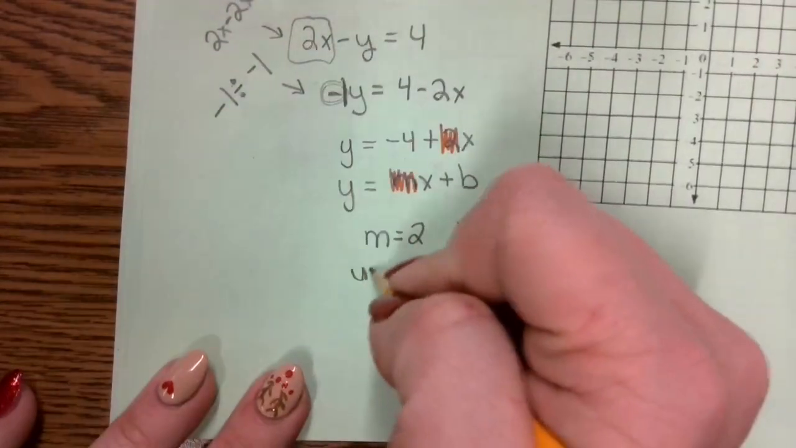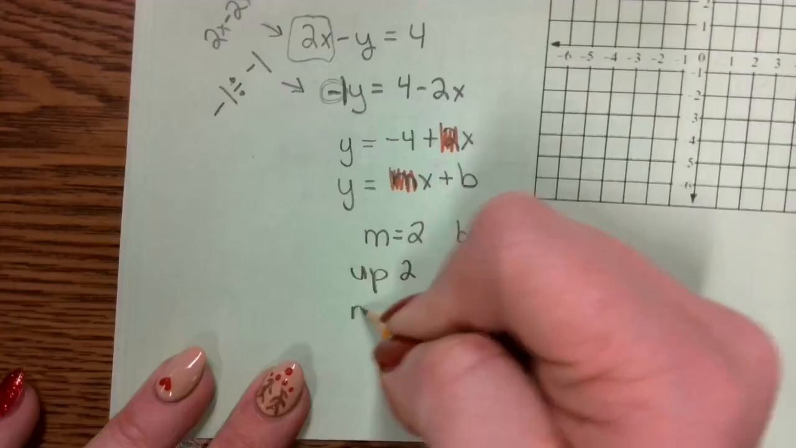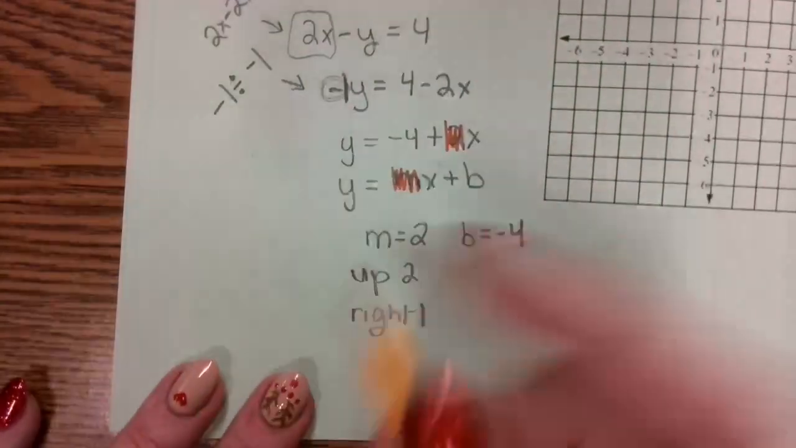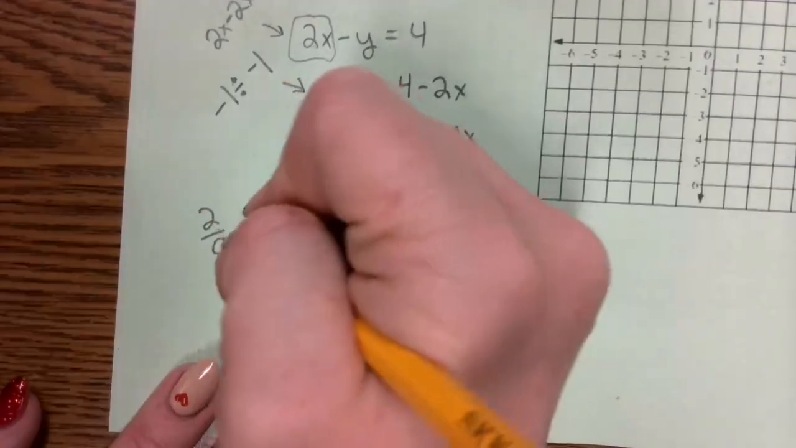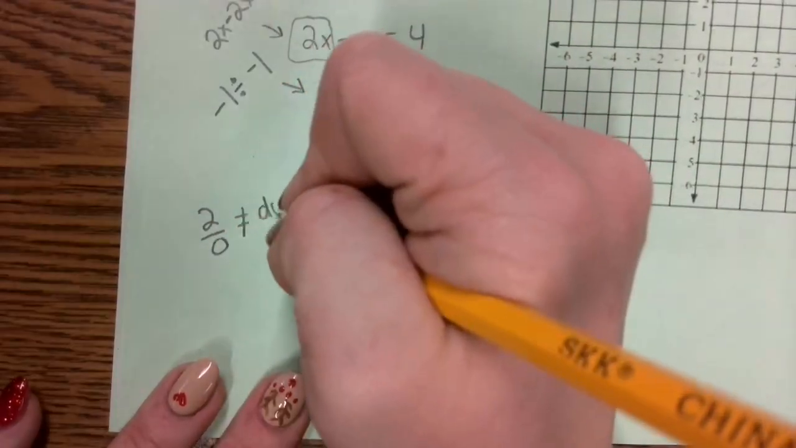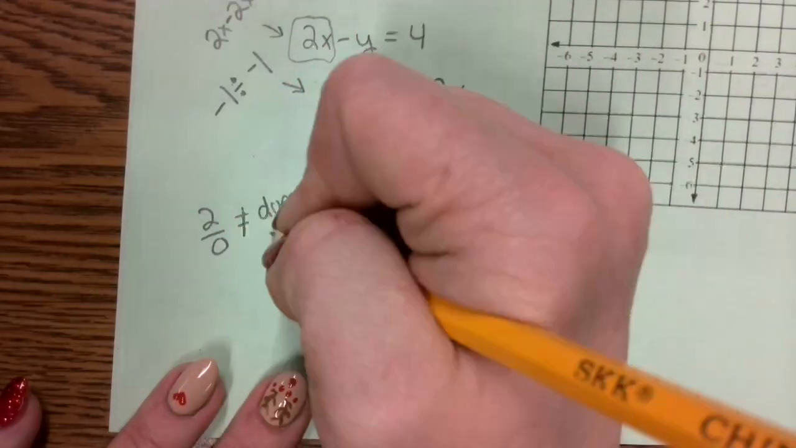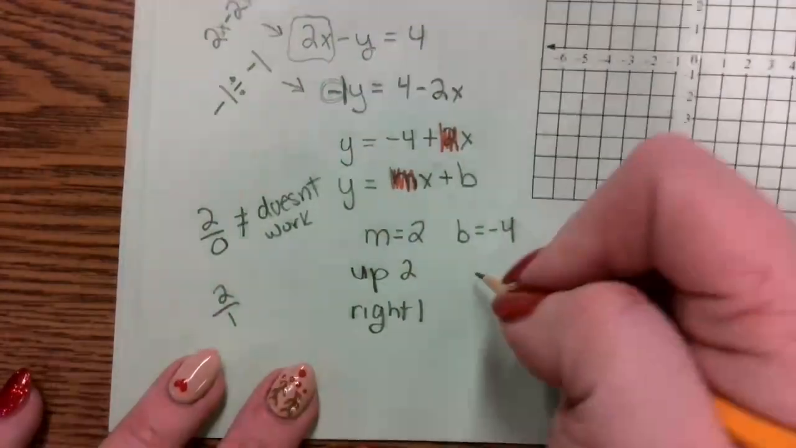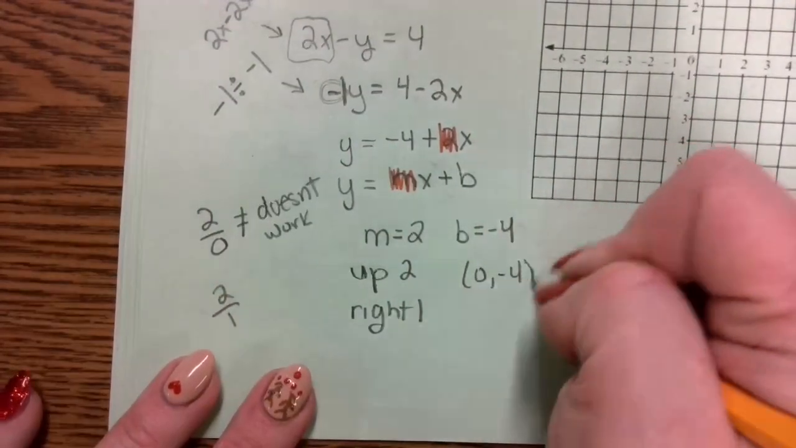Again, I'm going to interpret this so it's up 2, right 1. Remember, it can't be up 2 and then right 0, because 2 over 0 doesn't work. So it has to be 2 over 1. And then my y-intercept is (0, -4).